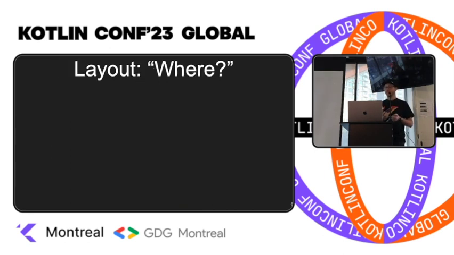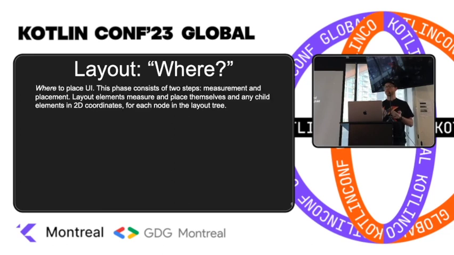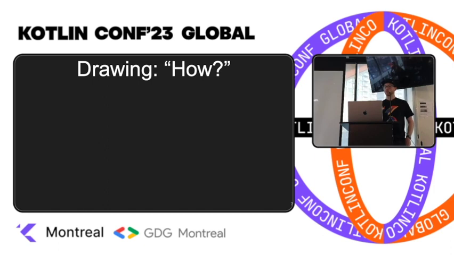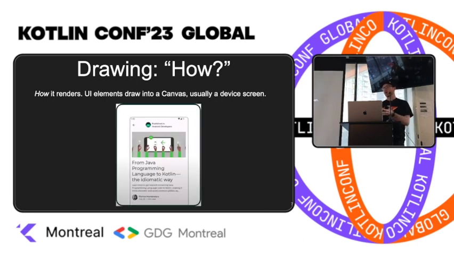The layout phase is where to place the UI. This phase consists of two steps, measurement and placement. Layout elements measure and place themselves and any child elements in 2D coordinates for each node in the layout tree. So you see where the UI will be placed, but it isn't drawn yet. And the drawing phase is how it renders. UI elements are drawn into a canvas and then you see it on the screen. So this is your full UI.